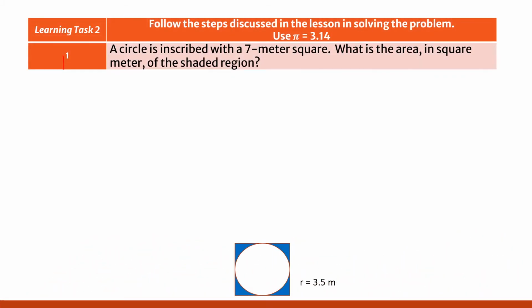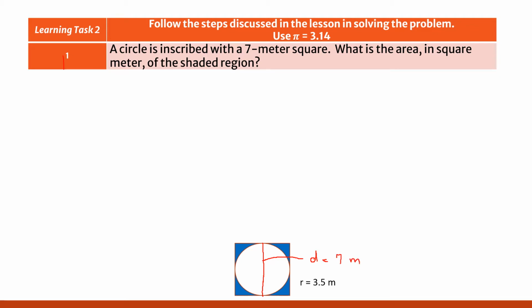Learning task number 2, problem number 1. A circle is inscribed with a 7-meter square. What is the area in square meter of the shaded region? If you look at the given figure, meron ditong square na kung saan ang side ay 7 meter. At dahil ang side ay 7 meter, lumalabas na yung diameter of the circle is also equivalent to 7 meters.